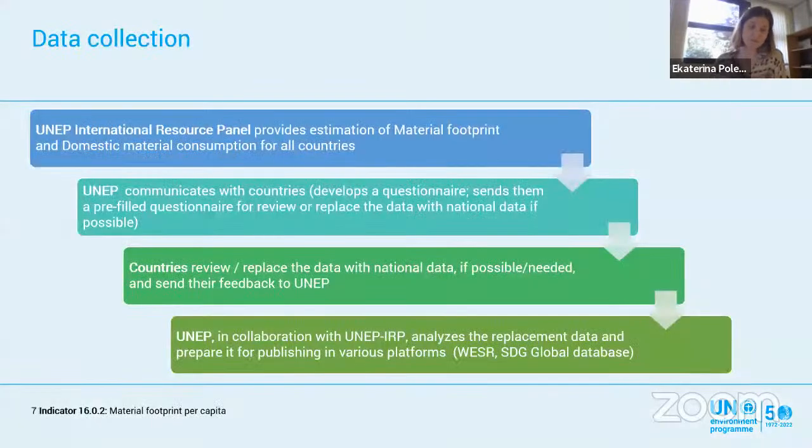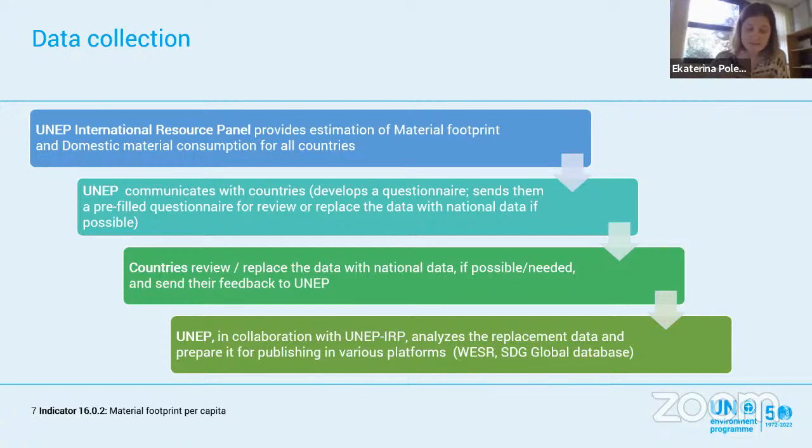Next slide, please. The current slide shows the data collection process for the indicator. Thus, UNEP International Resource Panel provides estimation of material footprint and domestic material consumption for all countries. This estimation is based on the methodology mentioned above, using data from national and international data sources, such as UNSD, FAOSTAT, and other databases. After that, UNEP communicates with countries and sends them a pre-filled questionnaire for review, to replace the data with national data if possible.